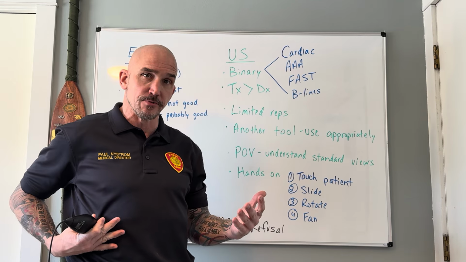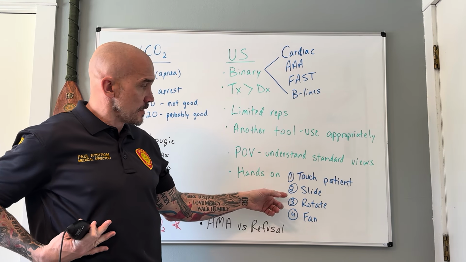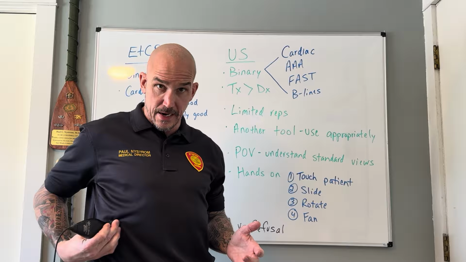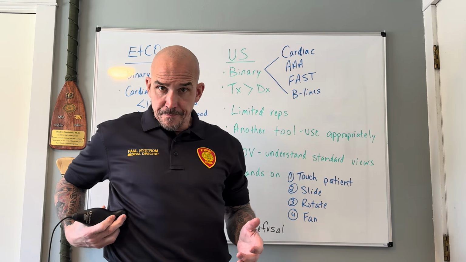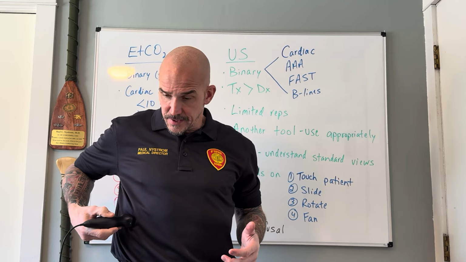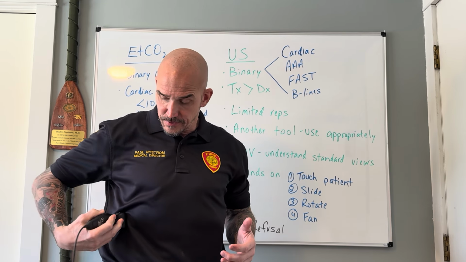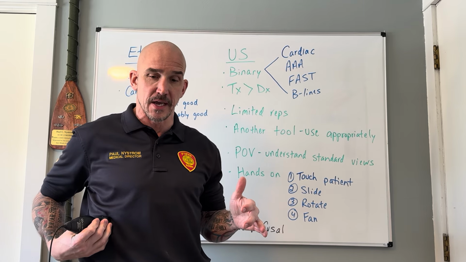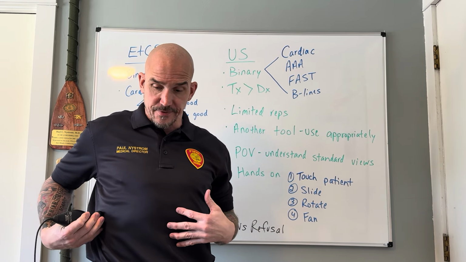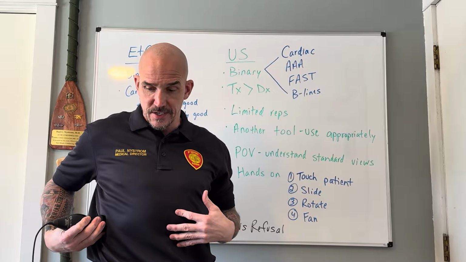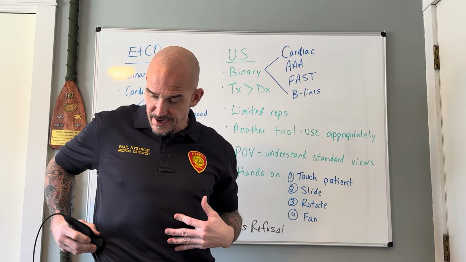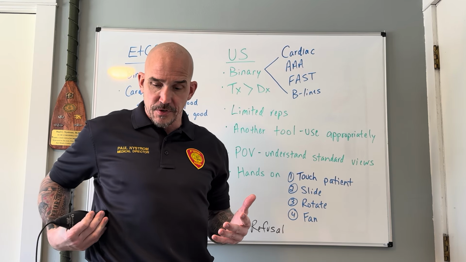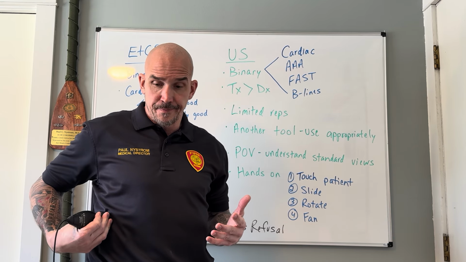When you get close to what you want to find, you have three options to try to get a better view. You can slide the probe, as in move the probe up and down, side to side. You can rotate the probe, so turning like this, or you can fan, so forward or back like this. Do one of those things at a time when you get close. If you're close, you think, oh, that's a FAST, I just need to see a little more, I want to see the liver tip, and you do a slide, rotation, and a fan, and you lose where you were. So once you're close, do some small adjustments, and if that works, then go from there.